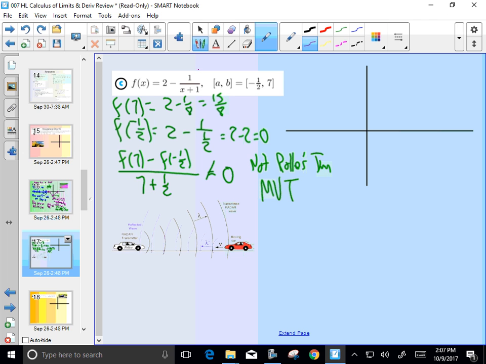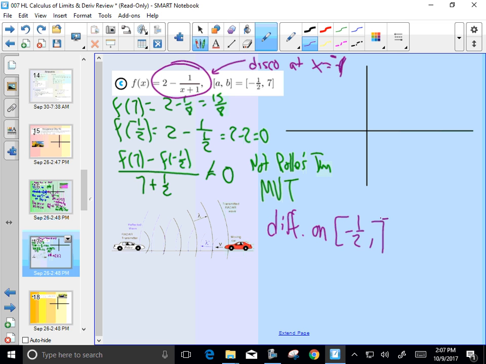So take a look at this. Where is it discontinuous? At x equals -1. Is -1 on that interval of -1/2 to 7? No. So we would say differentiable on -1/2 to 7 because there isn't an asymptote. And I think in this problem they were looking to see if mean value theorem worked, or Rolle's theorem. So we don't have to do that any further.